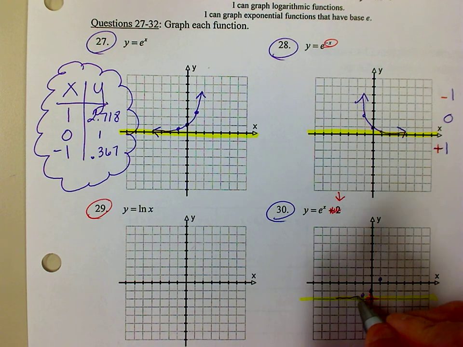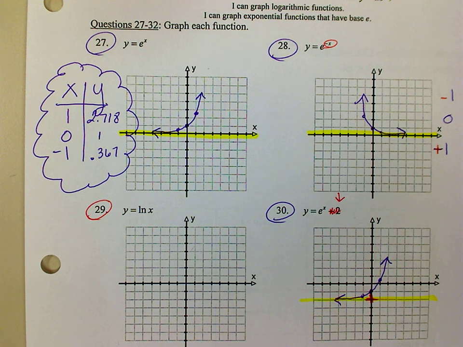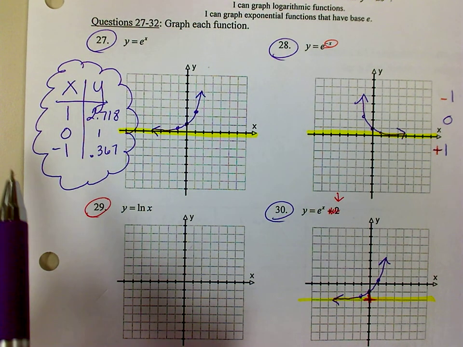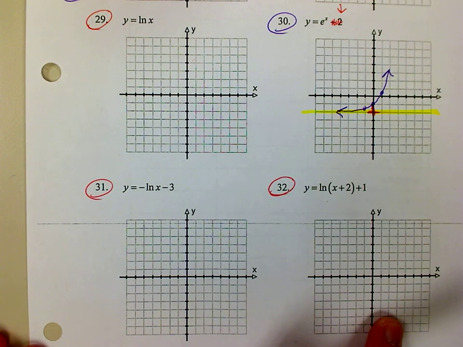And I can't cross the x-axis. So there's number 30. Okay, so that's how you do 27, 28, and 30. If you have a base of E, you just use the same table for all of them because they have the same base. All right, the last 3 are natural log.